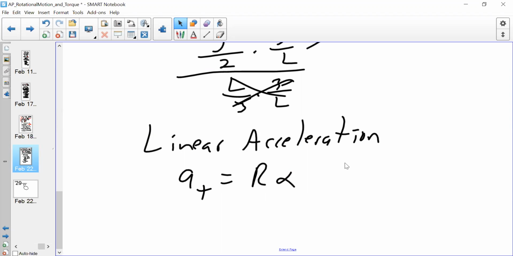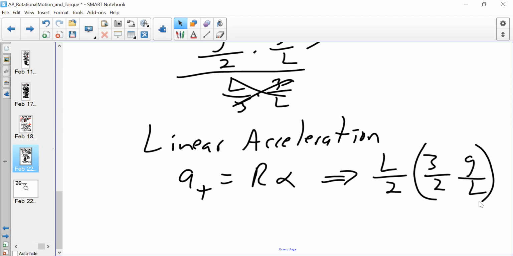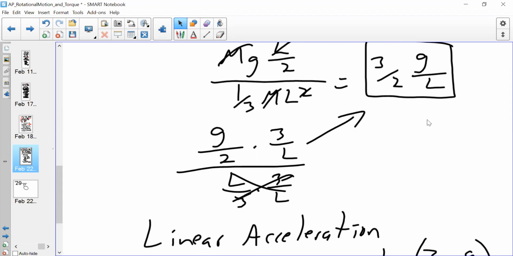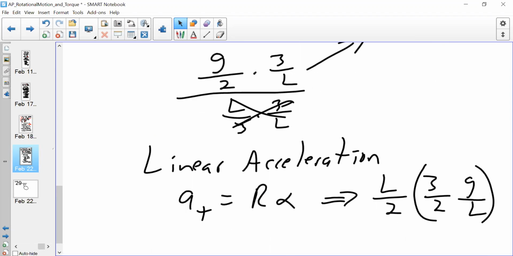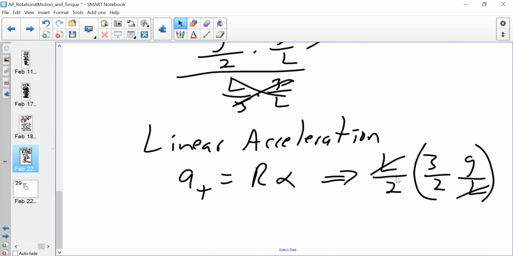So I'm going to do it this way, and of course, I'm going to conform to what we see via the example. So if we were talking about the center of mass itself, this distance will be L divided by 2, and the angular acceleration is what we just found, 3/2 g divided by L. So that is my angular acceleration, cross out my L's, and I get 3/4 g. That's just at the center of mass.